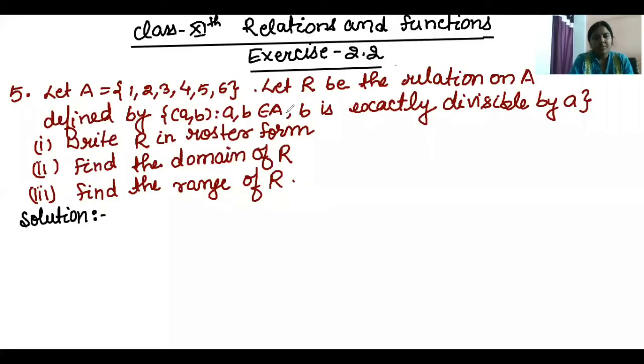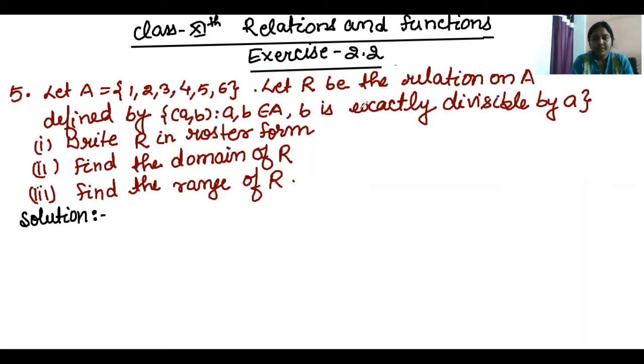Okay, now question number 5 from exercise 2.2. Let A equals {1, 2, 3, 4, 5, 6} and R be a relation on A. So R is {(a, b) such that a, b belong to A, b is exactly divisible by a}. This is the rule here. Then we have to write R in roster form, then the domain of R and then the range of R.